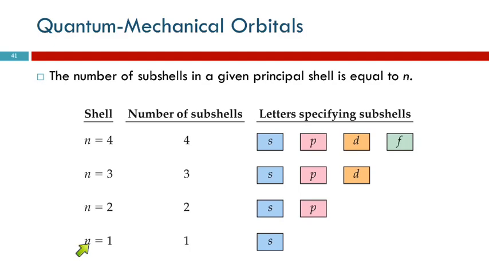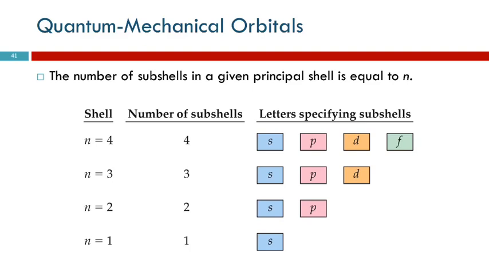Shell 1 has one subshell, and that's called the s. It's an s orbital. Shell 2 has two subshells. Shell 3 has three subshells. Shell 4 has four subshells. So that's kind of convenient, right? The number of the shell tells us how many subshells or sublevels it has. For 2, it's s and p. 3, s, p, and d. 4 is s, p, d, and f. So those four letters.